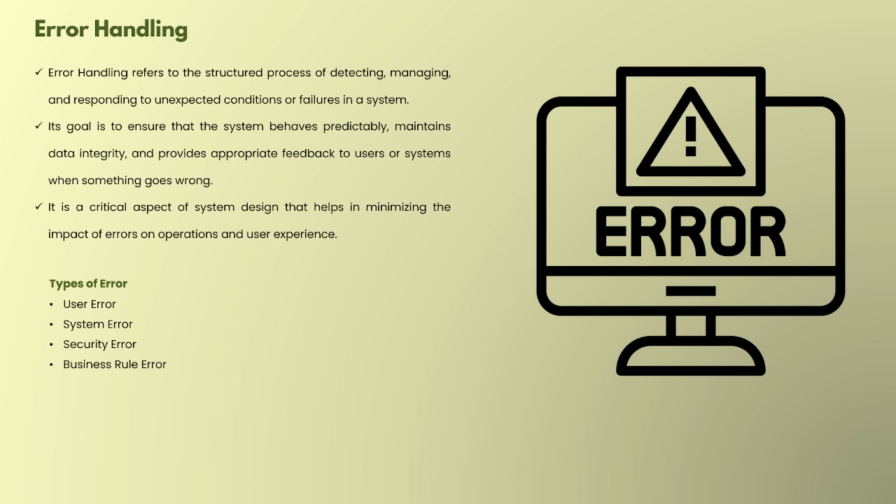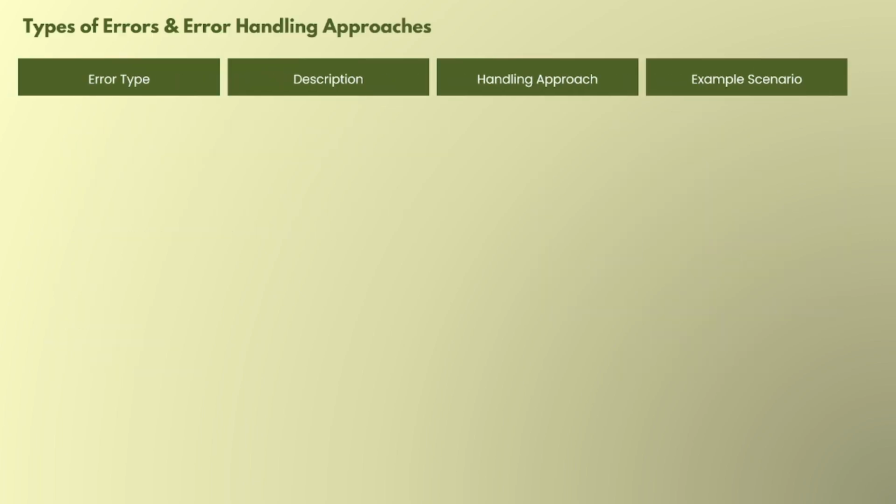And there are many types of error. Users can make errors, the system can make errors, then there might be security-related errors, there might be business-related errors. Now let us try to understand error handling in a systematic way. For simplicity, I have divided it into 4 columns: error type, description, handling approach, example scenario.